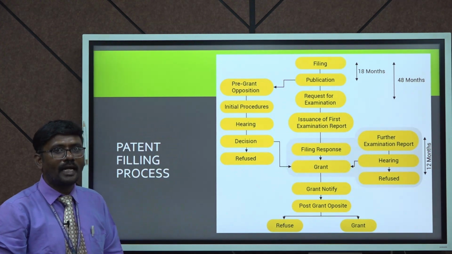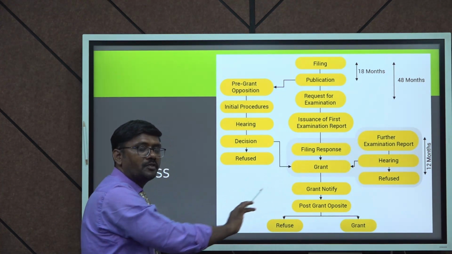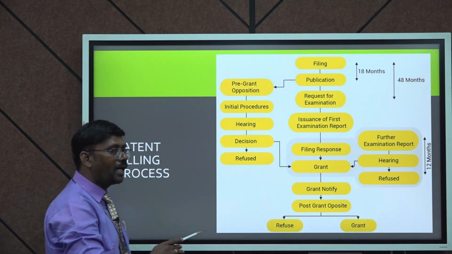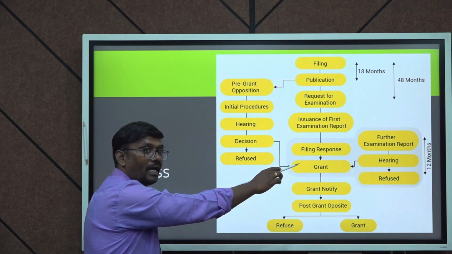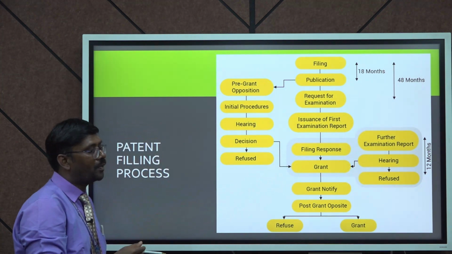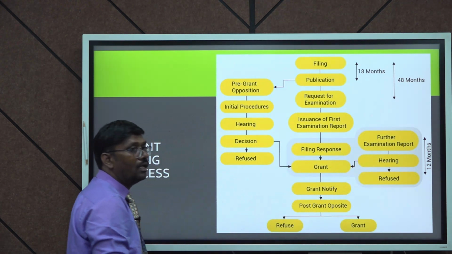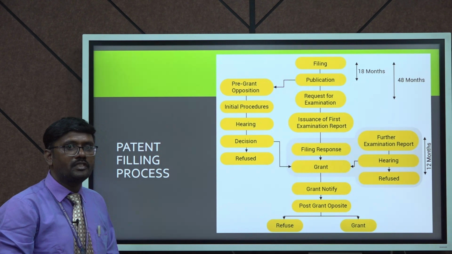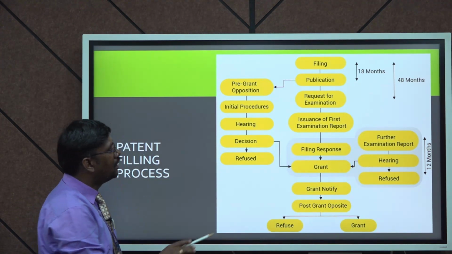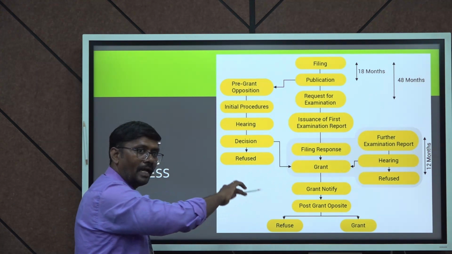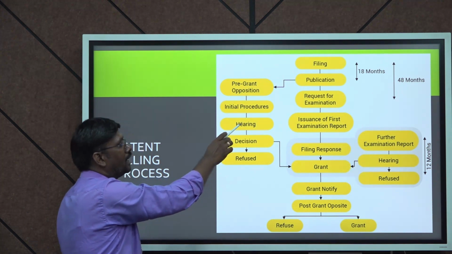Once the response is satisfactory, it goes to the granting stage. Then the grant will be notified in the public domain, that the patent has been granted to the particular applicant. If it has not satisfied the examiner's point of view, then it goes for a hearing. Then if you fail to justify your remarks, the application is automatically refused. Sometimes even after the grant, if any opposition comes, that also leads to a hearing process.